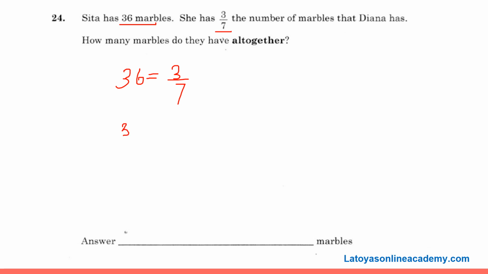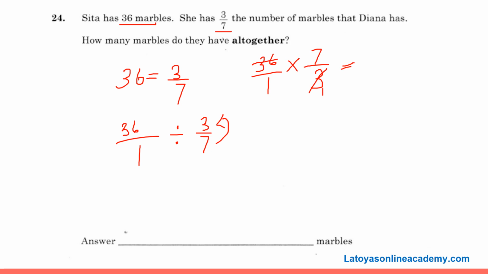We're going to divide 36. Okay, it's a whole number, 1 is understood as its denominator. I'm going to divide 36 by 3/7. What do we do when we are dividing fractions? 36 over 1, we're going to change the division sign to a multiplication sign and flip this fraction. Find the reciprocal of 3/7, which is going to be 7 over 3. This can be reduced before we multiply. 3 into 3 is 1, and 3 into 36 is 12. Now we're going to multiply 12 by 7. It's going to give us 84.